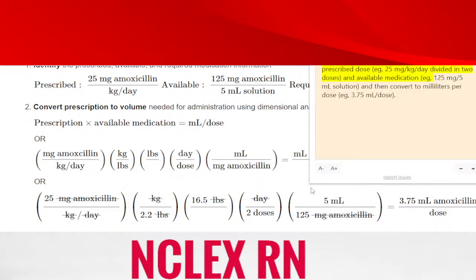To calculate the milliliters per dose of oral amoxicillin, the nurse should first identify the prescribed dose, e.g., 25 mg per kilogram per day divided in two doses, and available medication, e.g., 125 mg per 5 mL solution, and then convert to milliliters per dose, e.g., 3.75 mL per dose.